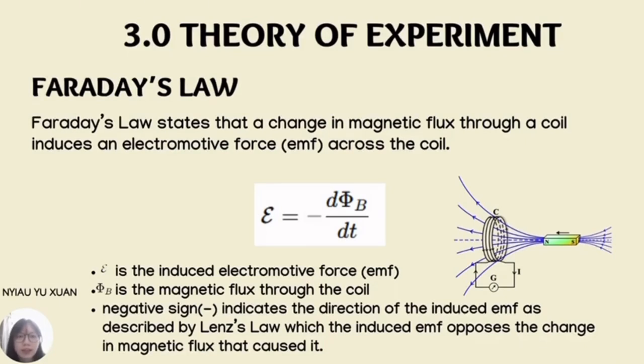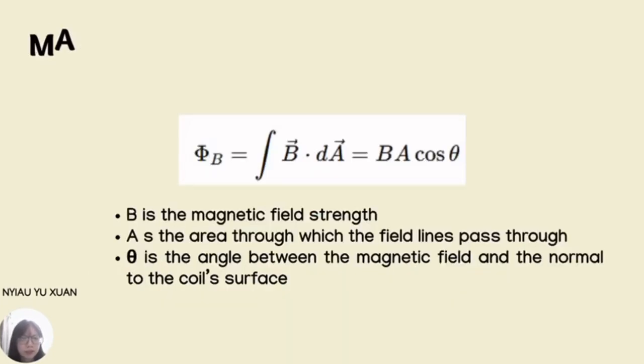Faraday's law states that when there is a change in magnetic flux through a coil, an electromotive force or EMF is induced across it. E equals minus d phi B over dt. Here, E is the induced voltage or EMF, and phi is the magnetic flux. The negative sign indicates the direction of the induced EMF as described by Lenz's law, which says the induced EMF opposes the change in magnetic flux that caused it.